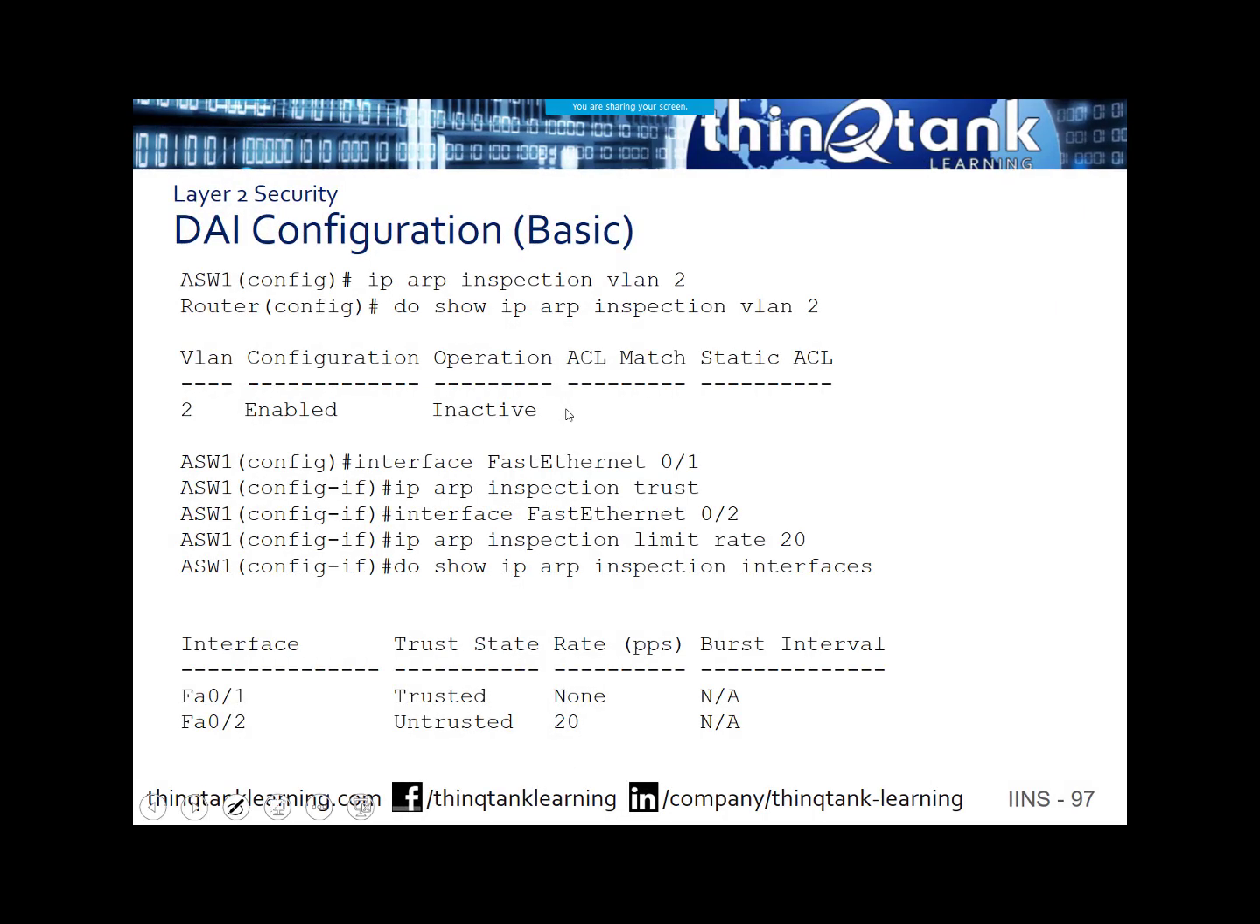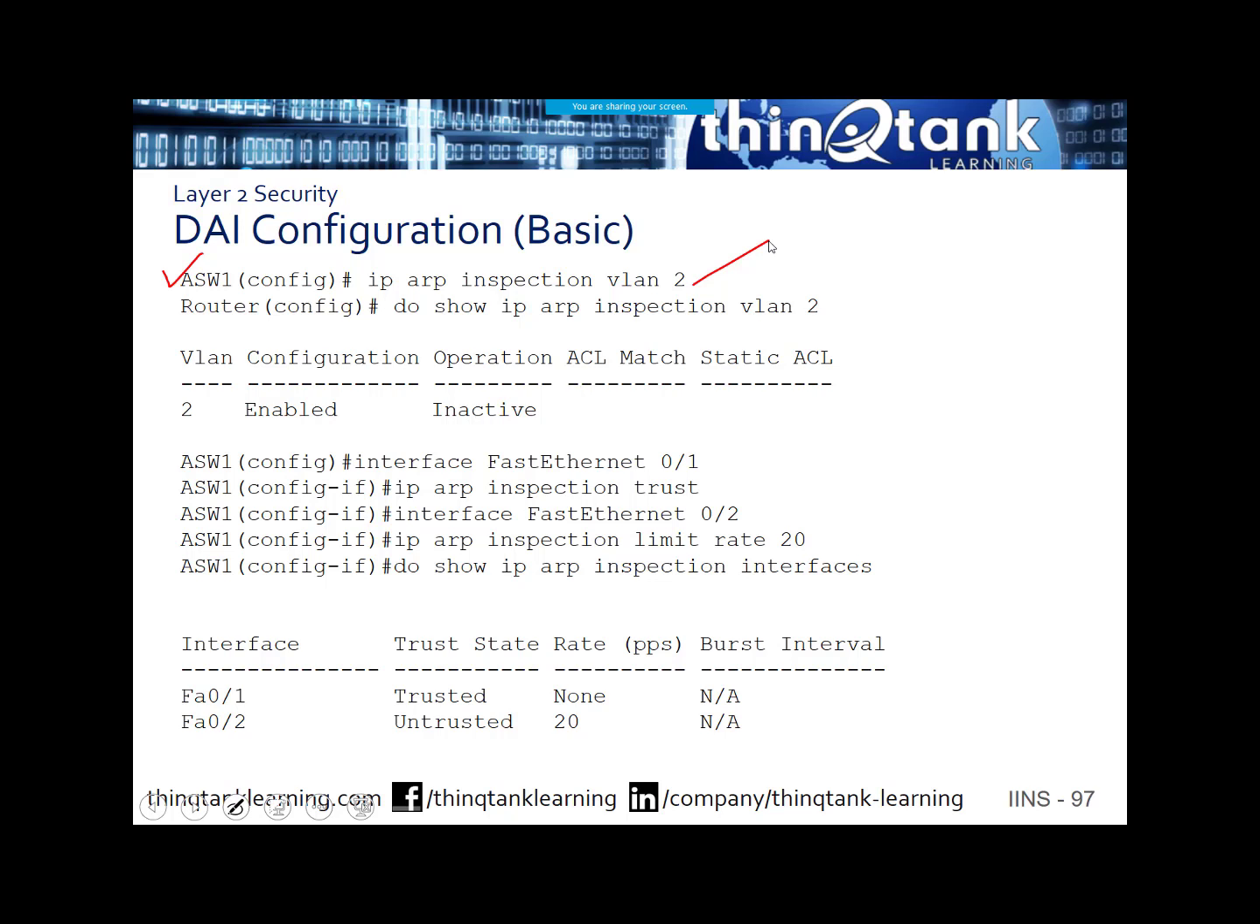How do we configure this? It's very simple. One command, ip arp inspection vlan X. Global command that turns on dynamic ARP inspection on the VLAN. By default, every port in that VLAN on that switch is now untrusted. Every port in that VLAN on that switch becomes untrusted by default.